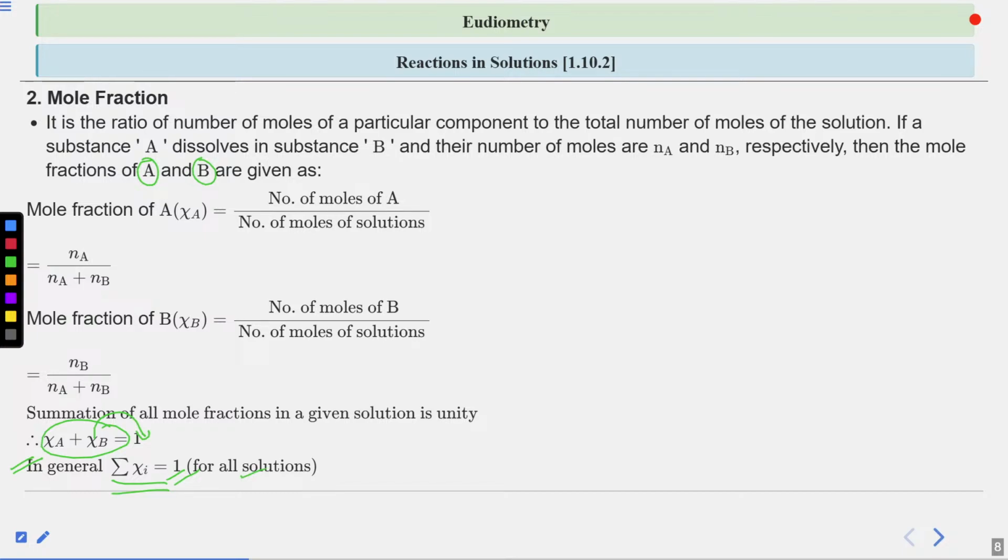Remember this part. This is a very important part: the addition of the mole fractions of all the components will be equal to 1.